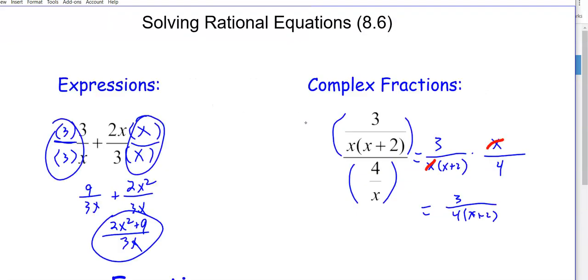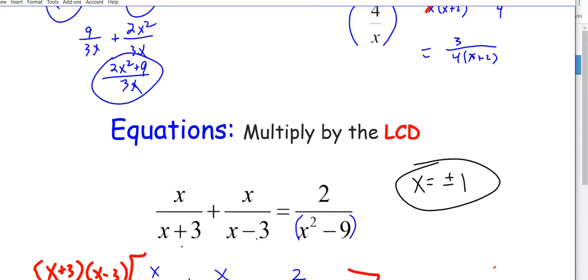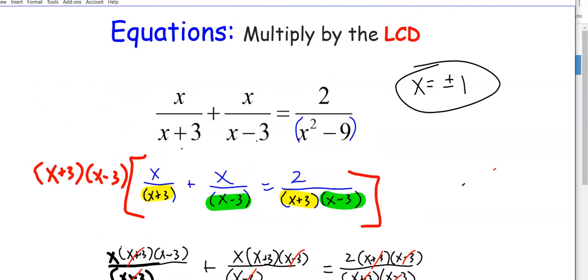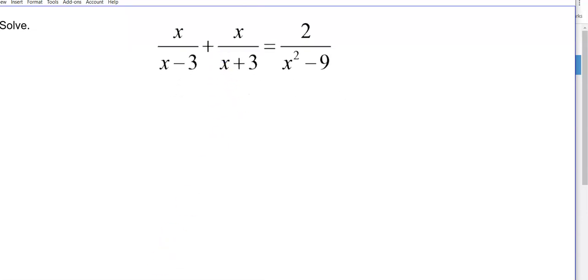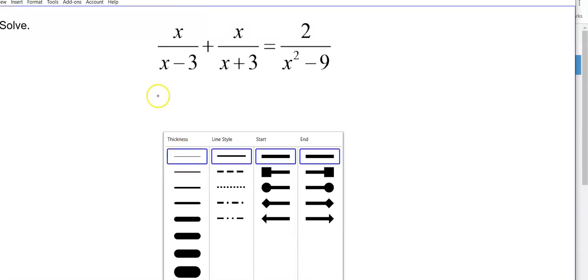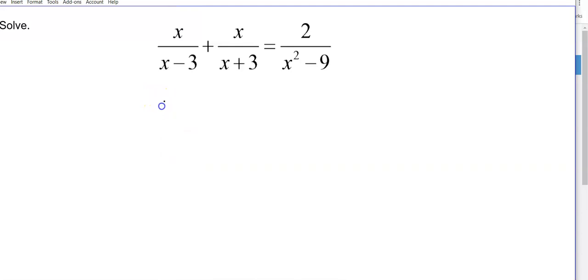Is this the same problem? I believe it is, right? So the first method was multiply by the LCD. I'm just going to show you another method of doing this if you wanted to. You might like this better. I don't know. I think the LCD method is pretty fast, especially when we skip that step there. But let's do the old-fashioned method here. So this is another way of doing it.